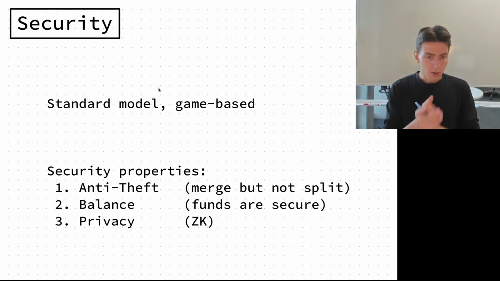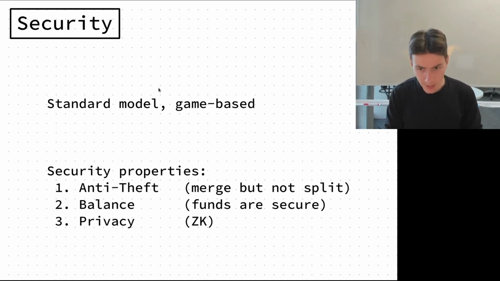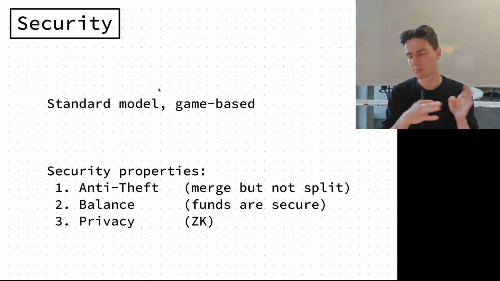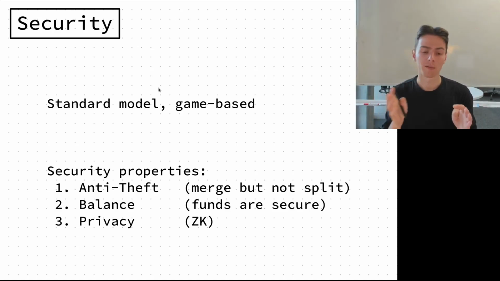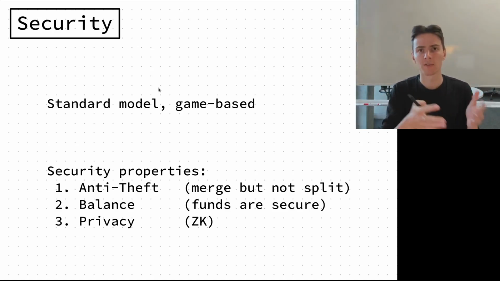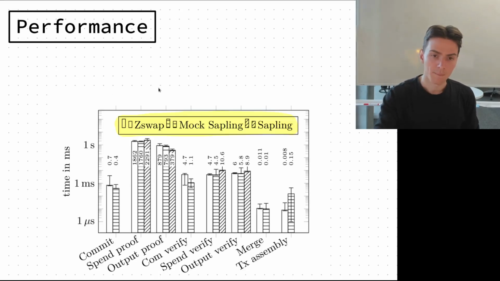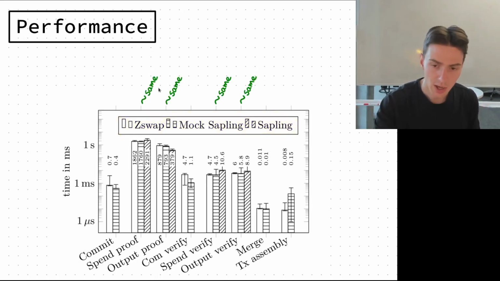We prove the system secure in the standard model. In the game-based setting, essentially we have properties like anti-theft, which is that we can merge transactions but not split them. We have balance, which says funds are secure, so you cannot spend funds that are not yours. And then privacy, that you cannot see what happens on the blockchain, in an indistinguishability notion. And finally, the performance of our system is very close to basic Zcash, so it's quite efficient in that sense.